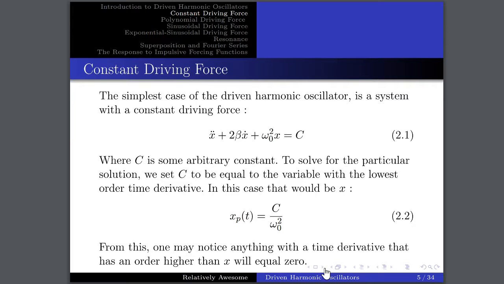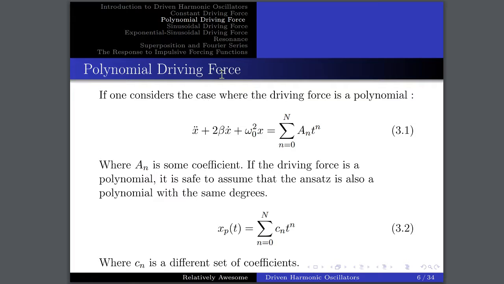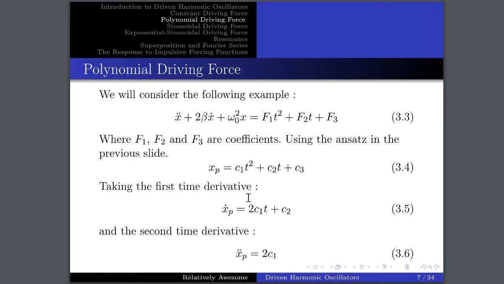Now, we will look at a more complicated example, namely the polynomial driving force. If one considers the case where the driving force is a polynomial, where a sub n is some coefficient, then the ansatz is also a polynomial with the same degree, where c sub n is some different coefficient. We will illustrate this with the following example.